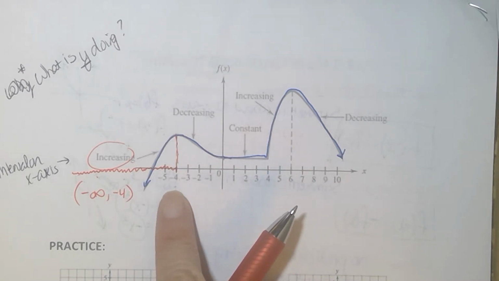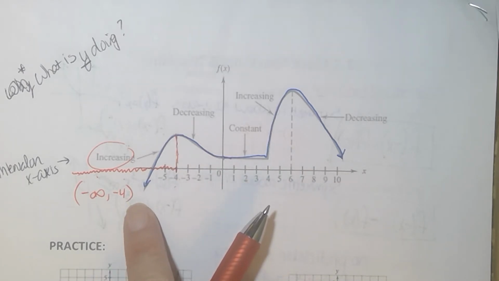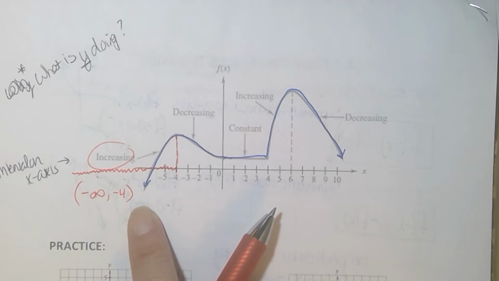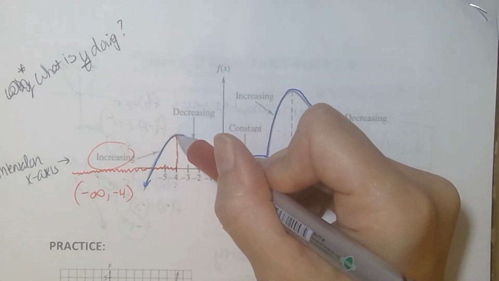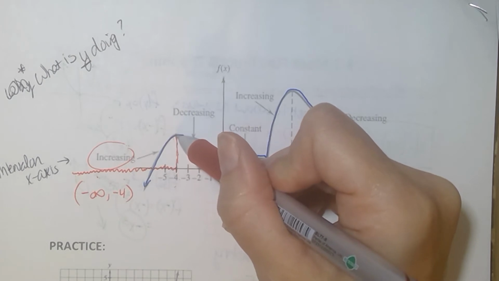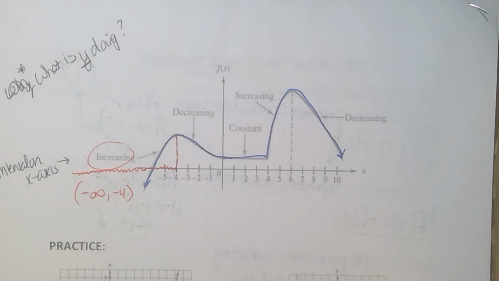Because of that, this book chooses not to ever include those endpoints. It always uses parentheses, not square brackets, when we are talking about intervals where the graph is increasing, decreasing, or constant. Other editors and other books may address this differently, but for our purposes in this book this semester, we're going to use these parentheses, and I really like that because -4 is a point of change. It's not increasing here, it's not decreasing here, it is changing, it's turning here.